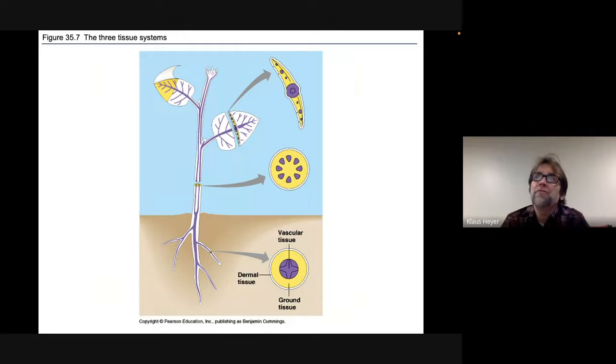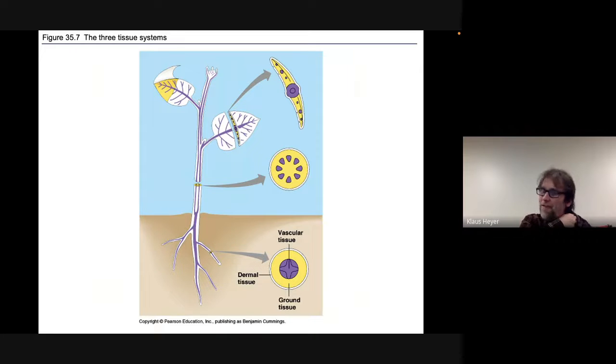Plants have three types of tissues. So there's three types of cells, three types of tissues. A tissue is a group of cells that come together for a common purpose. And the tissue types are pretty easy. We'll start with dermal tissue. Dermal tissue is the skin. So when you peel a carrot, you're peeling the dermal tissue.